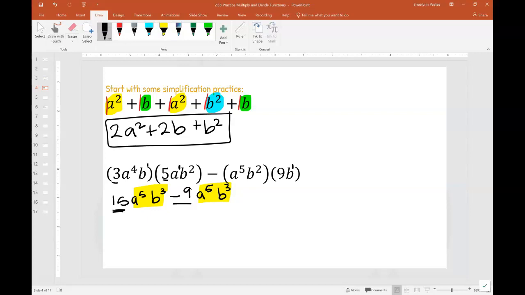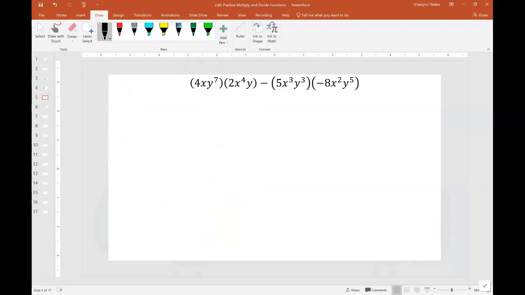So we've got 15 minus 9, which is 6. And then the variables remain exactly the same. Notice this is the same as both of those. I did not add exponents. Okay? All right, so there was our quick review there.